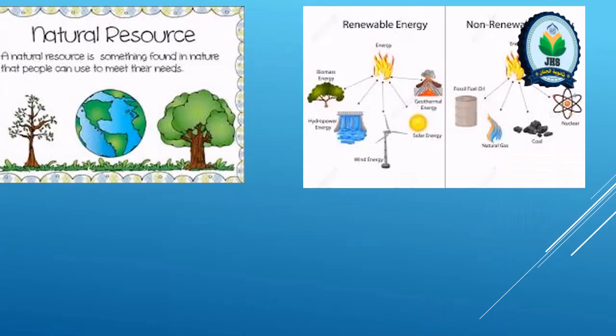Natural resources. A natural resource is something found in nature that people can use to meet their needs. For example, natural resources can be of different origins, such as minerals, living organisms, and organic fossils. They can also come from sources of energy like solar, wind, and nuclear. These are the natural resources. We have two types: renewable energy and non-renewable energy. The non-renewable energy sources are the fossil fuels, natural gas, coal, and nuclear.